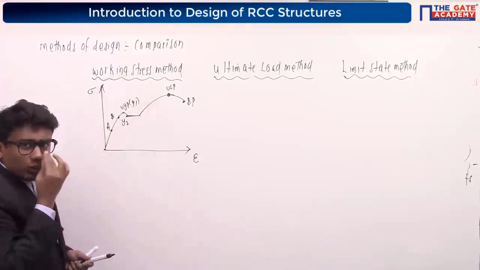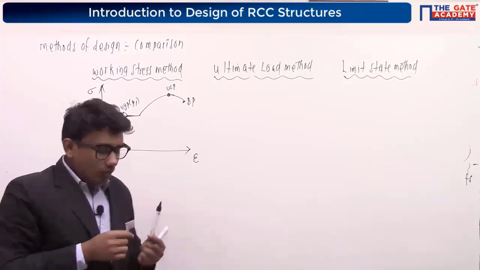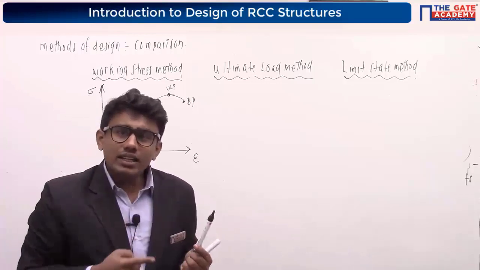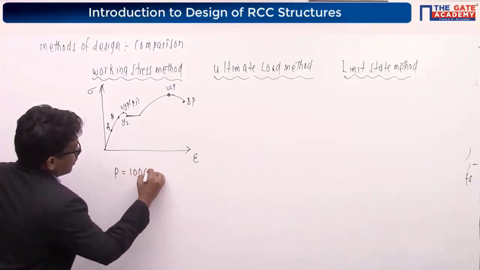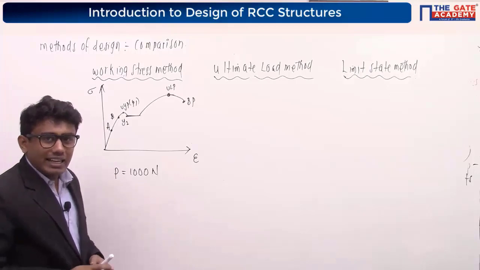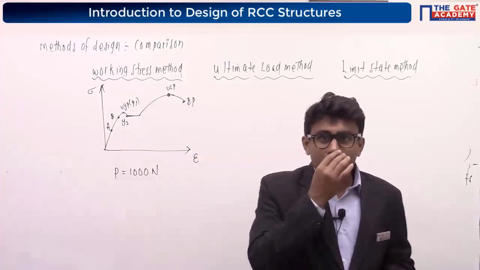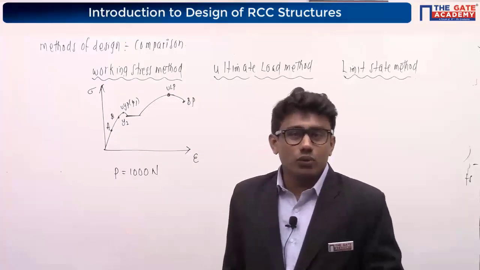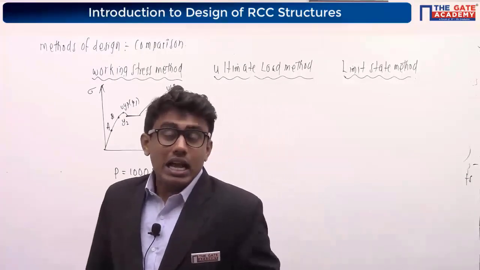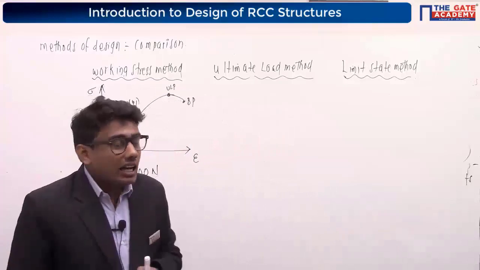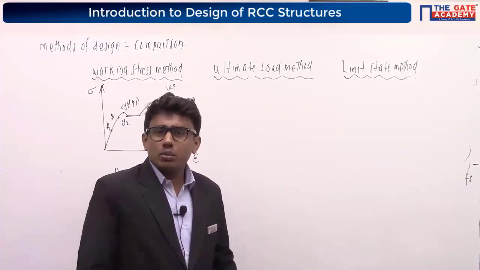So in working stress method, what I am going to do is, suppose this material has to carry 1000 Newton. The load to be carried here is around 1000 Newton. As I told you, the purpose of design is to fix the cross-sectional area required to carry a certain amount of loads. The load here to be carried is 1000 Newton, and I want to find the cross-sectional area required to carry this 1000 Newton by working stress method, by ultimate load method, and by limit state method of design.